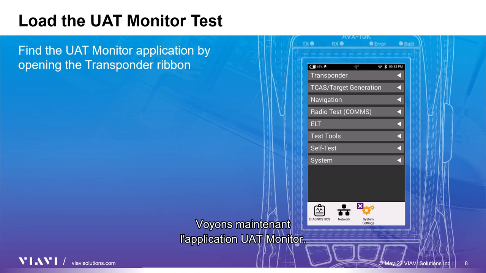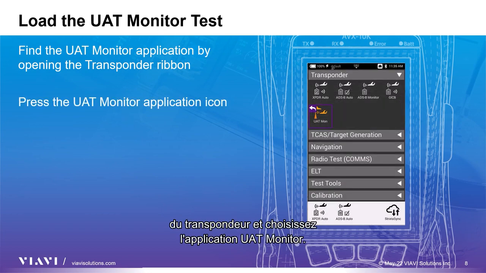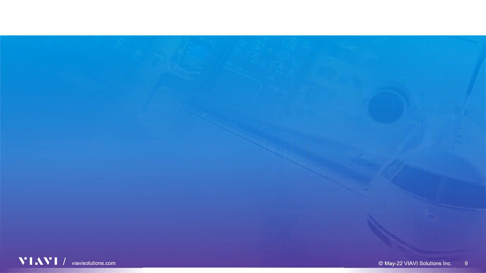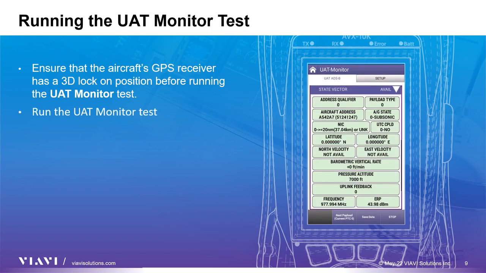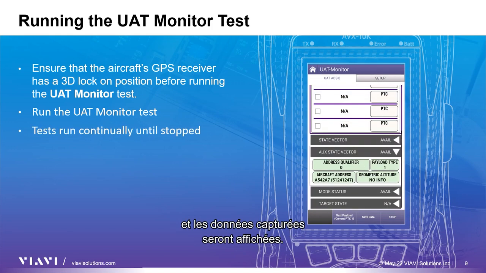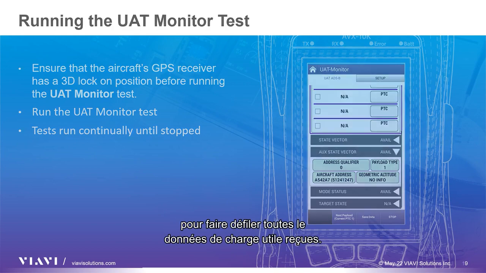Now, let's take a look at the UAT monitor application. With the test set in the on condition, open the transponder ribbon and select the UAT monitor application. After completing similar steps with the setup parameters and ensuring that the GPS receiver in the aircraft has a 3D lock, press the Run button. The unit under test will squitter its payload information, and the data that is captured will be displayed. You can scroll down to view additional data items and press the Next Payload soft key to round robin through all of the received payload data.